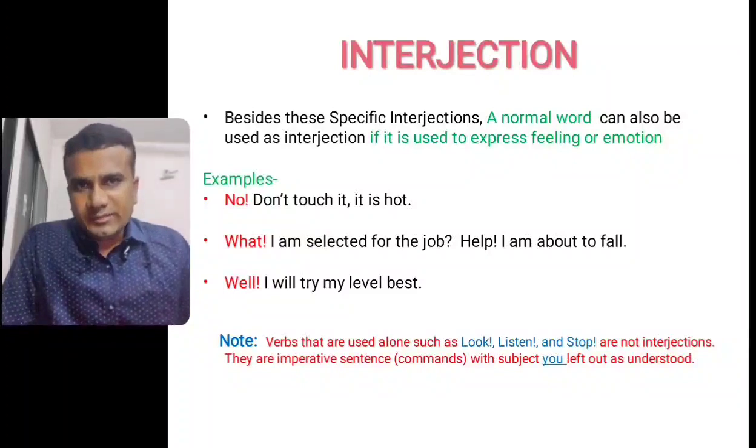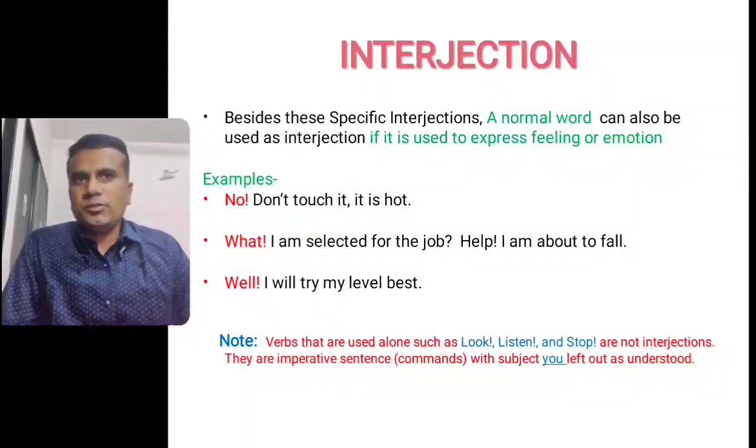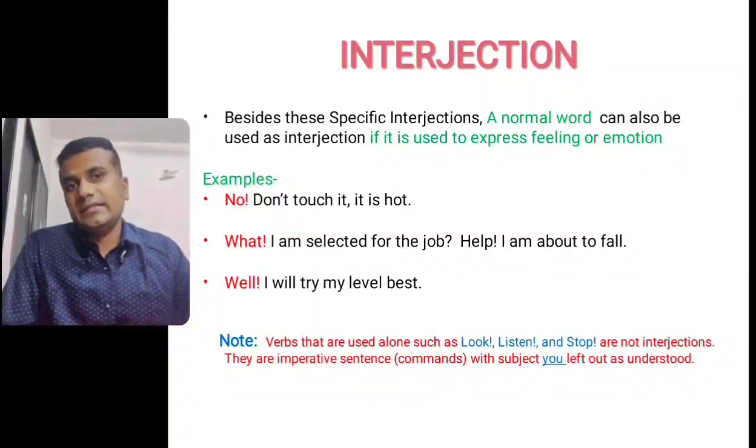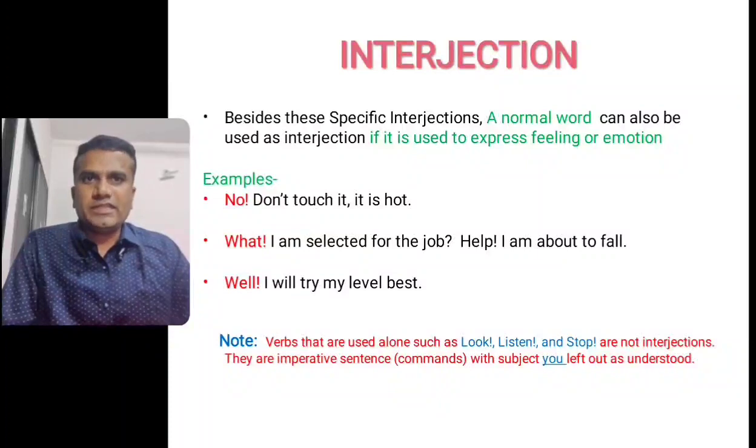Besides specific interjections, a normal word can also be used as an interjection if it is used to express feeling or emotions. It means a normal word can be used as an interjection. There are some examples. No, don't touch it. It is hot. Here, no is a normal word. However, here no is used as an interjection. In the next example, what is again a normal word, but here it is used as an interjection.